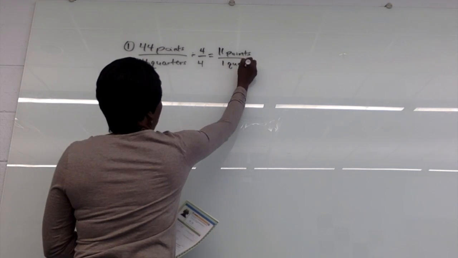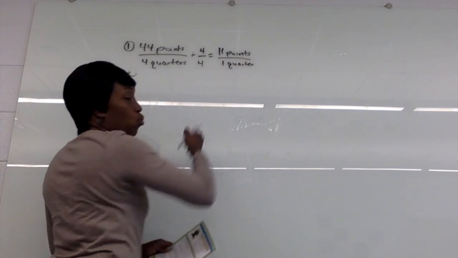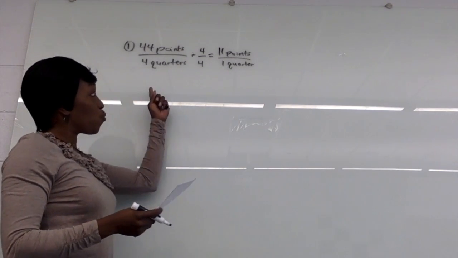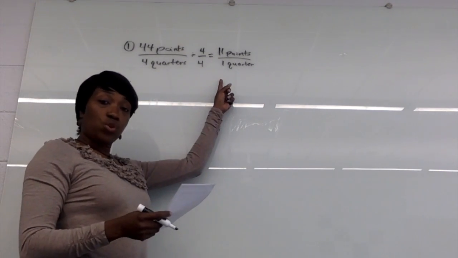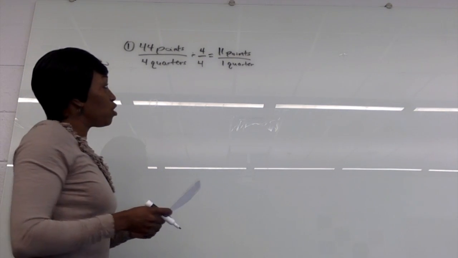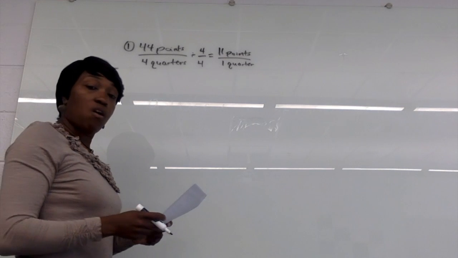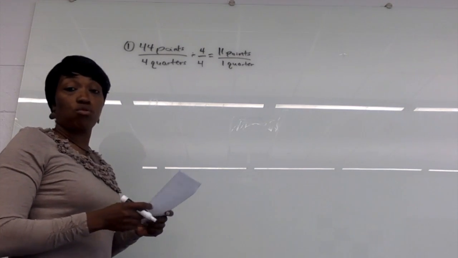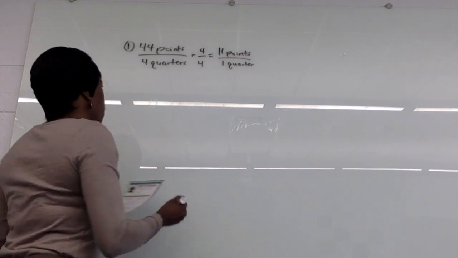1 quarter. And once you get 1 in your denominator, that tells you that you have simplified your rate, and it is a unit rate because that 1 represents unit. So number 1 is 11 points over 1 quarter, or you can say 11 points per quarter if you want to use that word. Let's look at number 2.